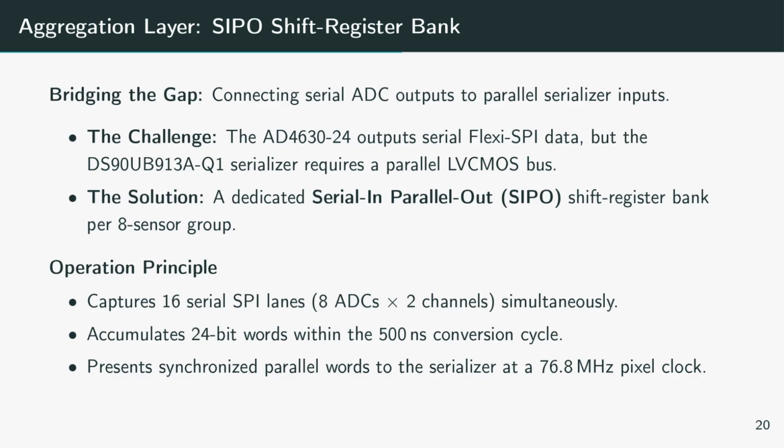Moving further down the digital chain, once our ADCs digitize the analog signal, we face an issue. The ADC's output data is in a serial format, but our downstream serializers require parallel inputs. To solve this, we have implemented a dedicated serial-in parallel-out shift register bank for each group of 8 sensors with their high frequency and low frequency simultaneously. Rather than complicating the system, this layer simply captures the serial lanes and packages them into perfectly synchronized parallel words, preparing them for the next stage.